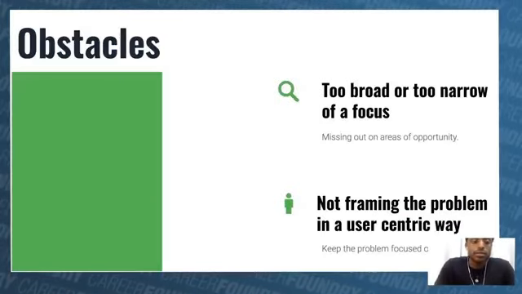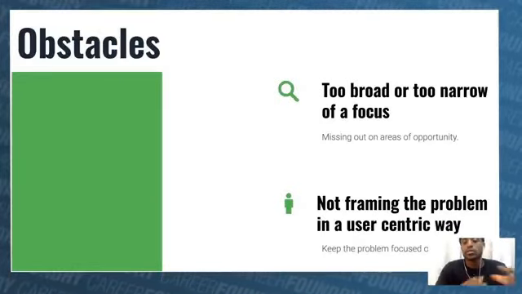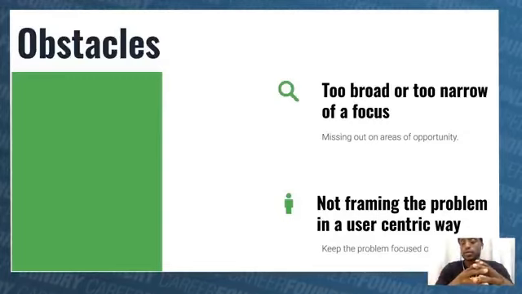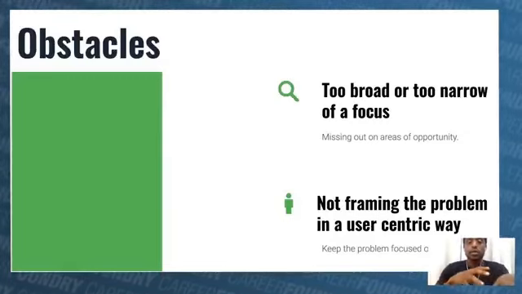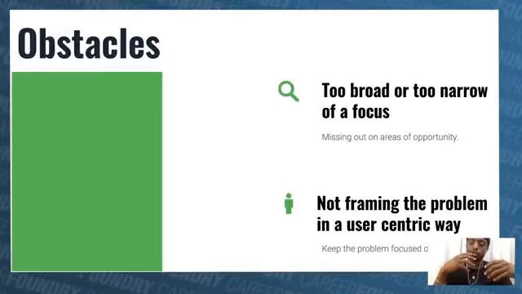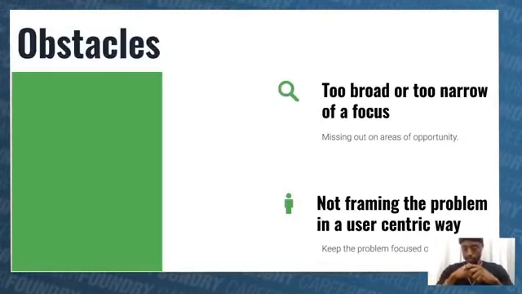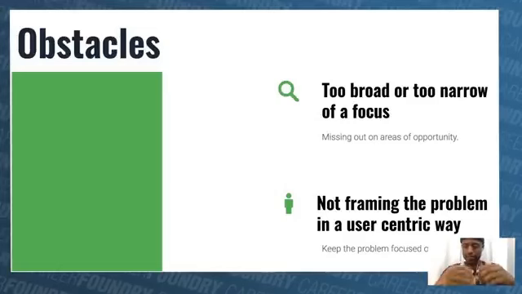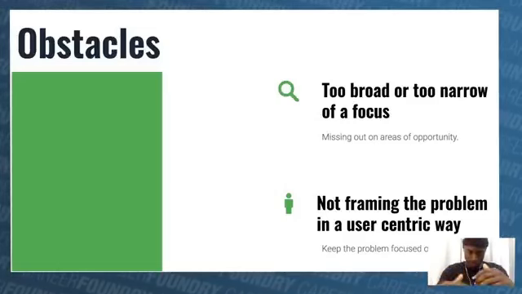And so the obstacles of this phase. Having too broad or too narrow of a focus. If it's too narrow, you miss out on opportunities. And if it's too broad, your problem becomes too convoluted. And the next obstacle is just not framing your problem statement in a user-centric way.